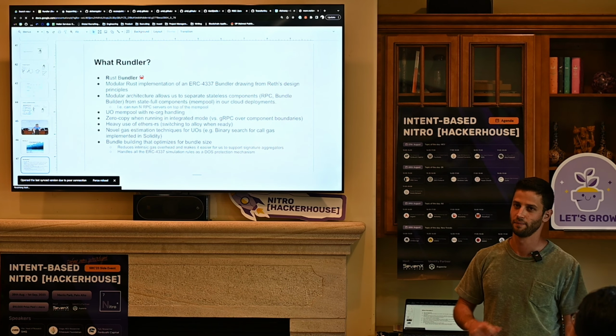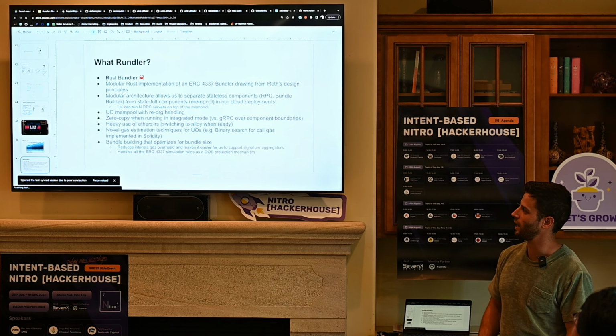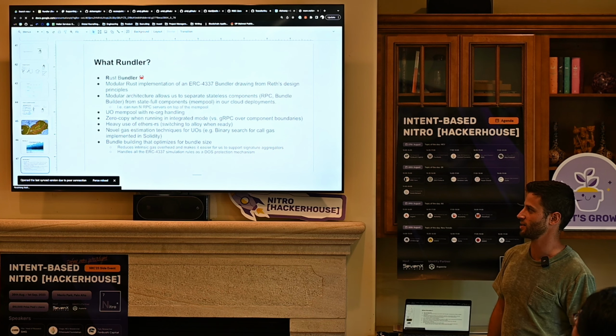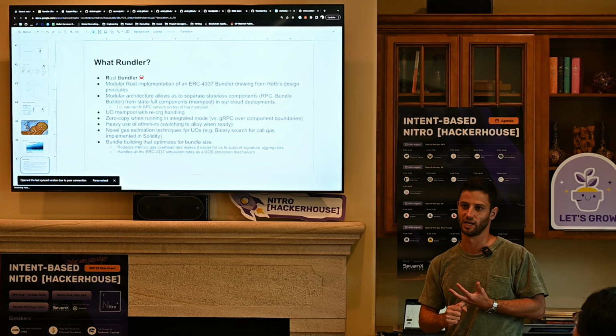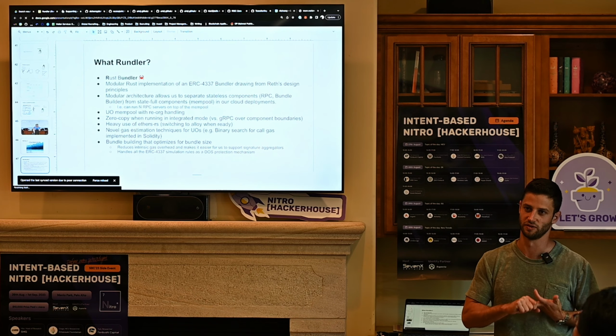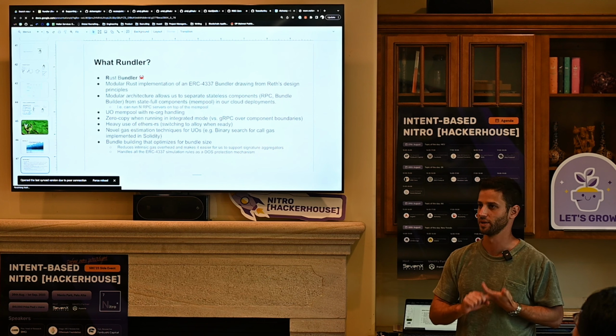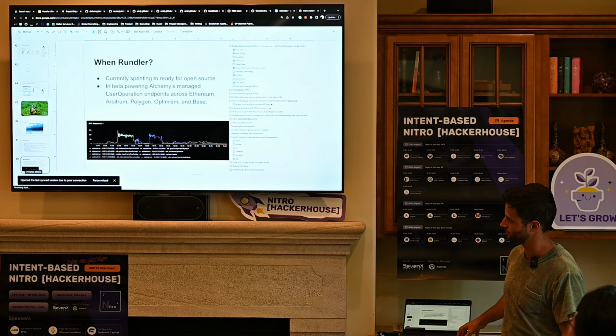So we actually implement binary search in Solidity to account for what's called the 63/64th rule. And then last thing, we've spent a lot of time around bundle building to reduce the gas overhead, make it easier for things like BLS signature aggregation moving forward, and handle all the denial of service rules defined in 4337 to protect the bundler. So we're going to be open sourcing this pretty soon, a little bit more than that in a second.